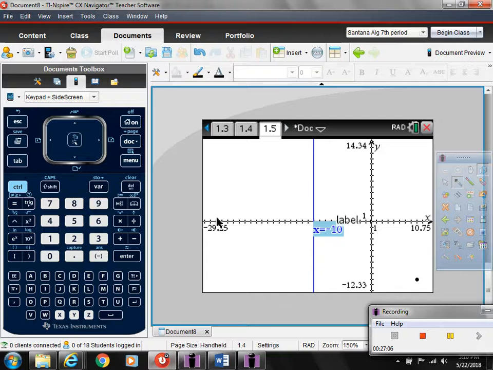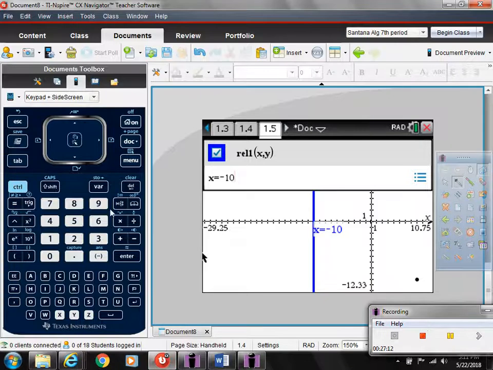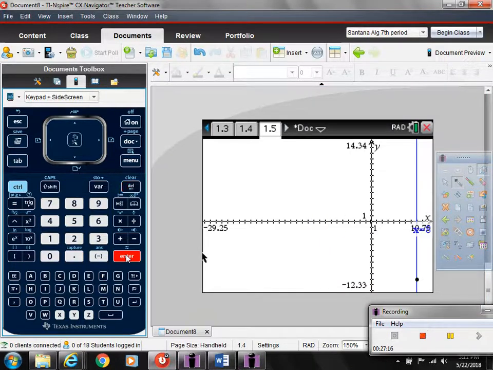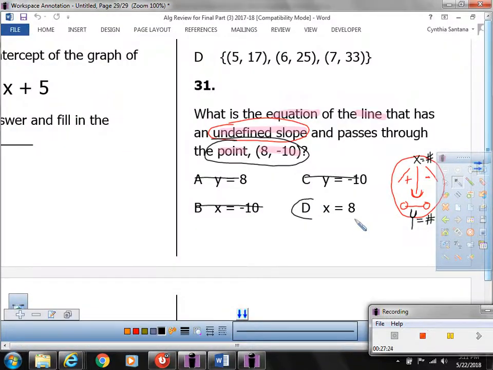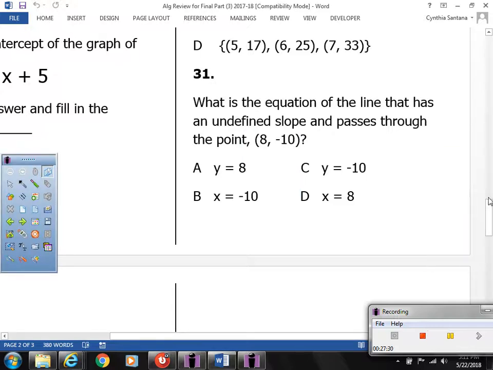I'm going to double click on this, and I'm going to change it to the other equation. So I know it's not this one, it's going to have to be this one, but let's make sure. So I'm going to change that to an 8. You see how it moved from here to here, and now the line passes through that point. So there's your answer choice. The best choice is D. Okay. Kind of trying to show you how you can think things out.